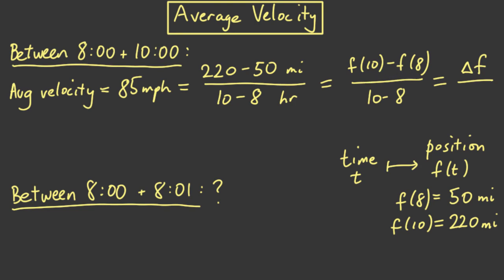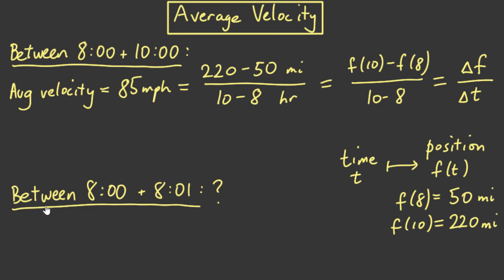This is not delta times f. Delta isn't a thing in and of itself. It's just one quantity, delta f. And similarly, on the denominator, we're going to have a quantity delta t, the change in time. So this delta f divided by delta t is giving us our average velocity over the period of time from 8 o'clock to 10 o'clock.